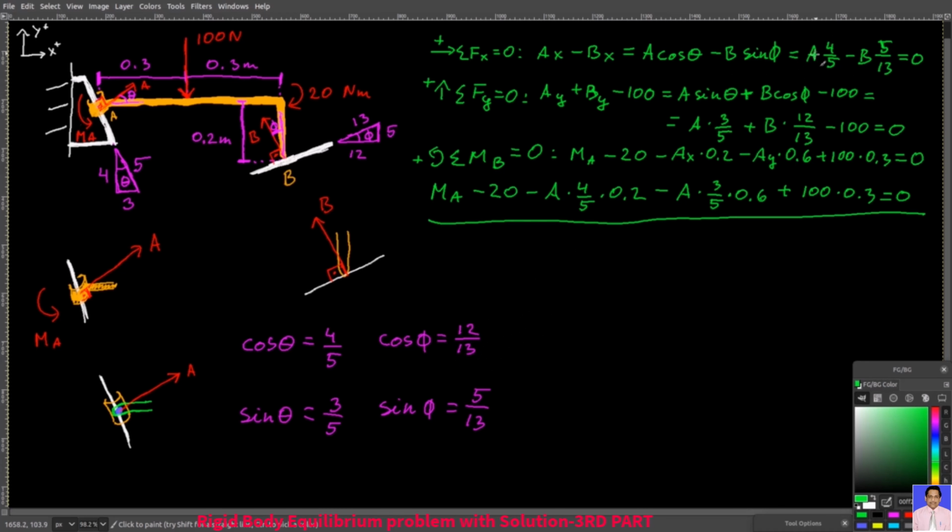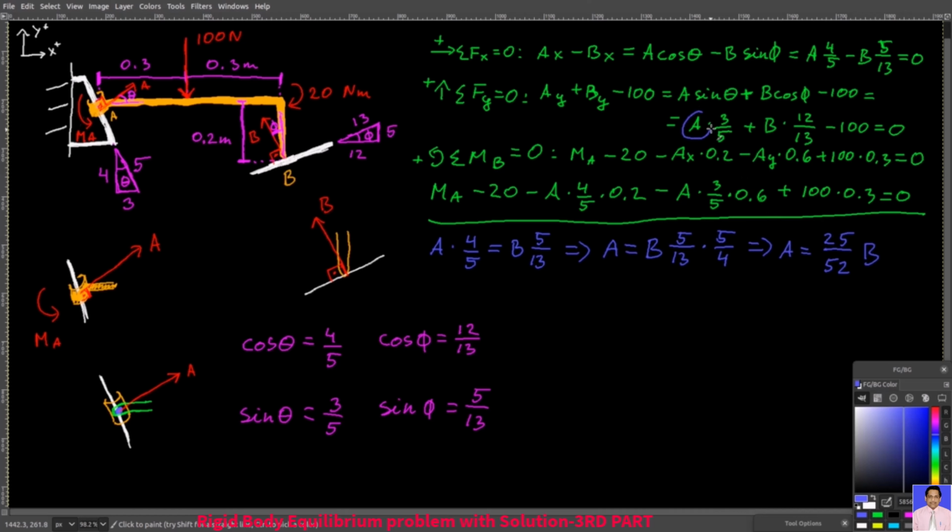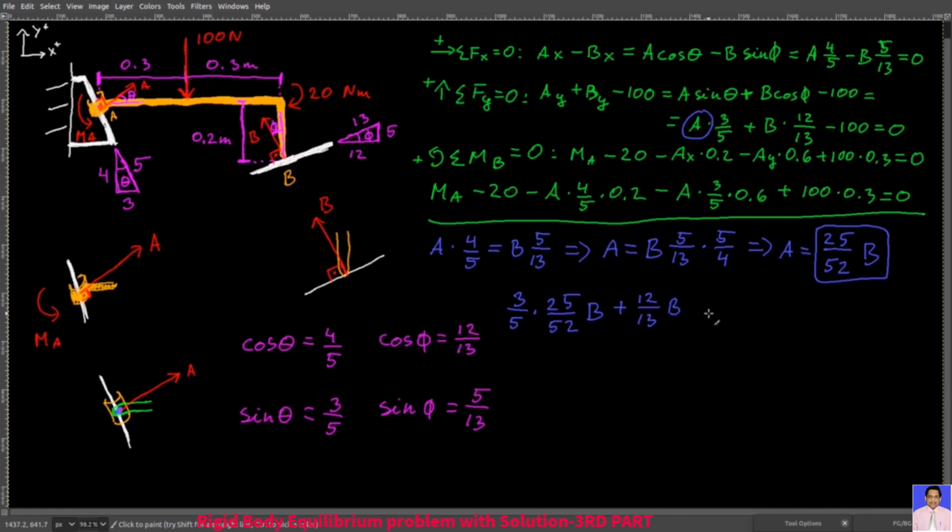And so from the first equation, you have this result. So A equals B times all this. In other words, A equals 25/52 times B. And now in the second equation, instead of A, you can write this thing here. You can substitute A with this, 25/52 times B. Then your second equation becomes like this, where you have 63/52 times B, and that equals 100.